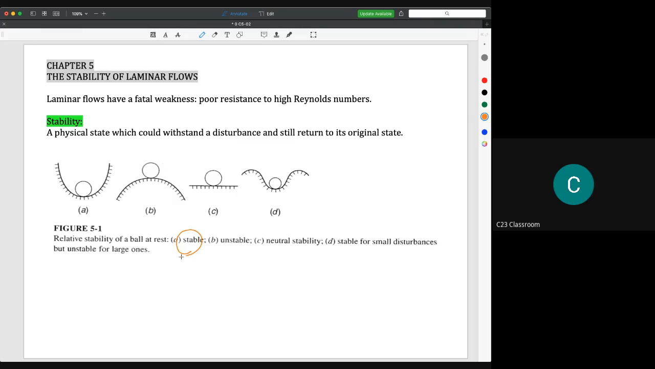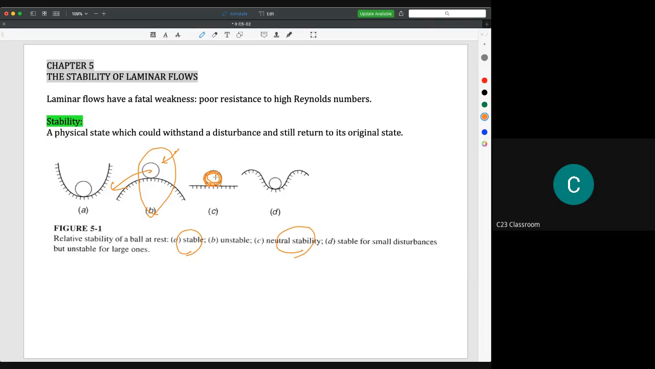This is a very unstable condition, because with a slight disturbance here, if you just disturb the ball slightly, the ball will move to another location. And then case C here, we call it neutral stability, because the ball can stop anywhere. It depends on the force that you give to the ball.